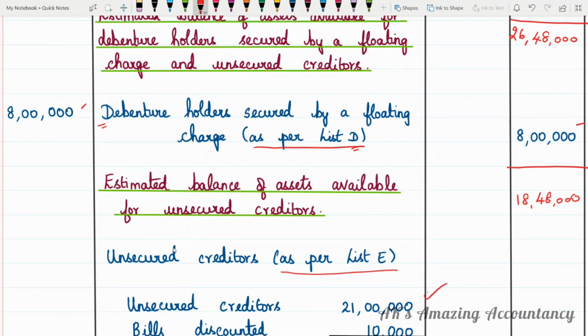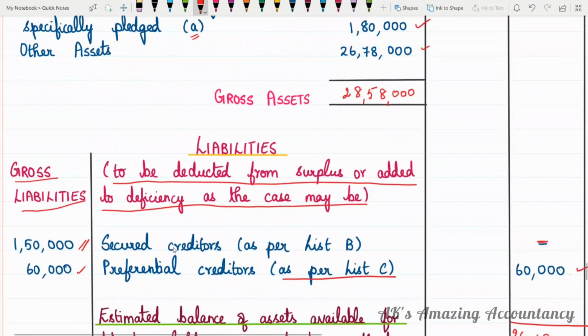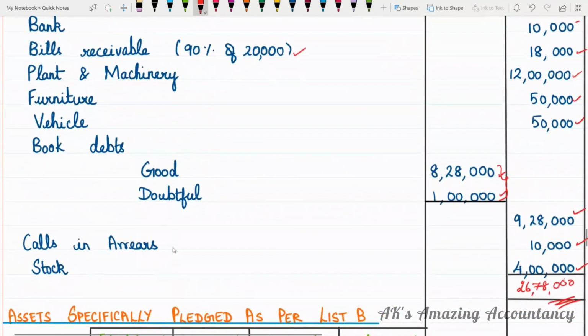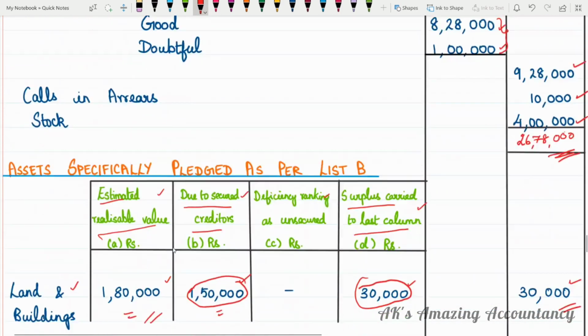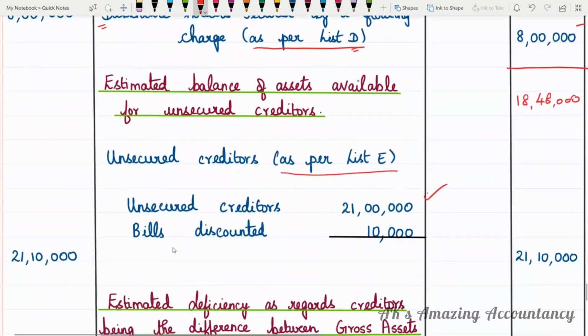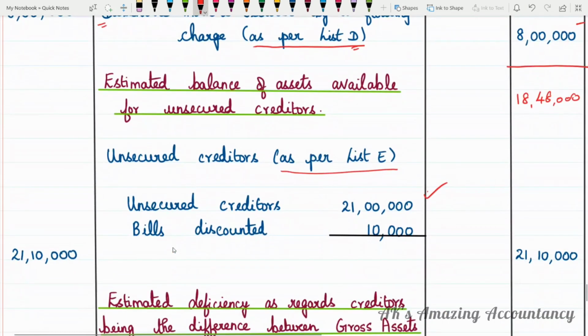Apart from that, there is one more piece of information available in the problem relating to bills discounted. It was given as a note. Bills discounted and awaiting maturity 20,000, out of which 10,000 is expected to be dishonored. So when 10,000 is expected to be dishonored out of 20,000, the remaining 10,000 has to be taken as unsecured. So that 10,000 again will be shown under unsecured creditors only. So unsecured creditors already 21 lakhs is there. Now bills discounted 10,000. So total unsecured creditors is 21 lakh and 10,000.